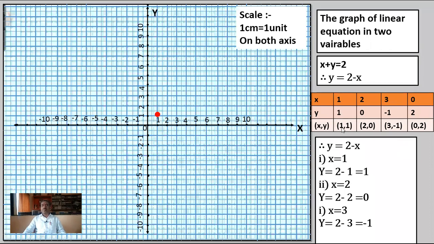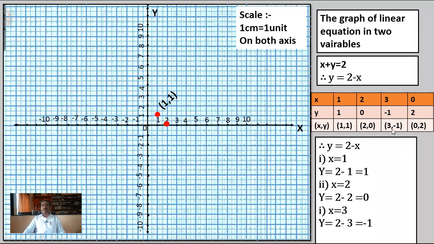First point to plot 1, 1. This is the x coordinate 1 and y coordinate 1. This point is 1, 1. Second coordinate point is 2, 0. X coordinate is 2 and y coordinate 0. Therefore, this point lies on the x-axis.